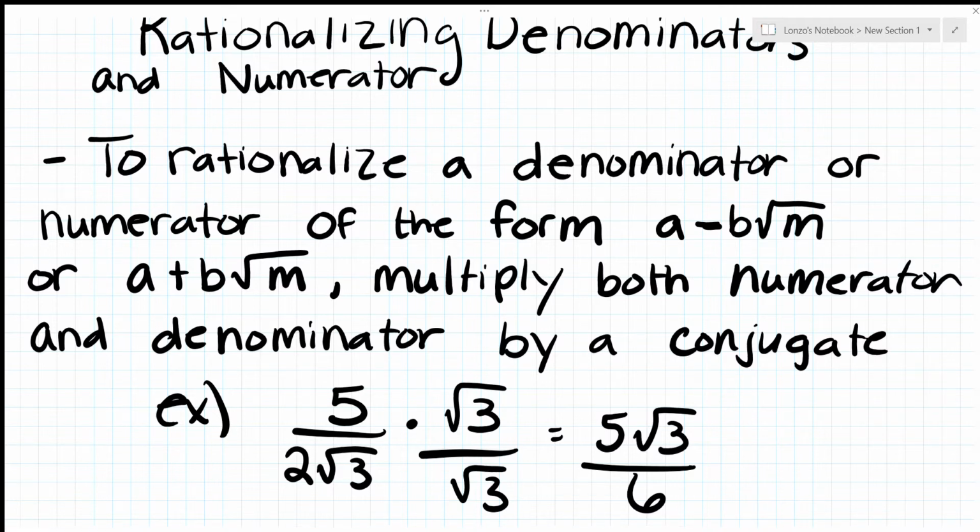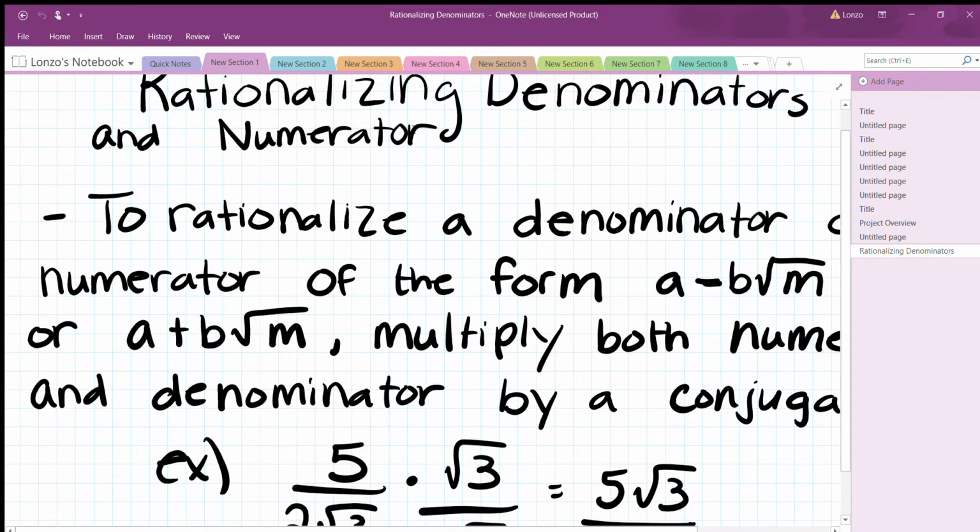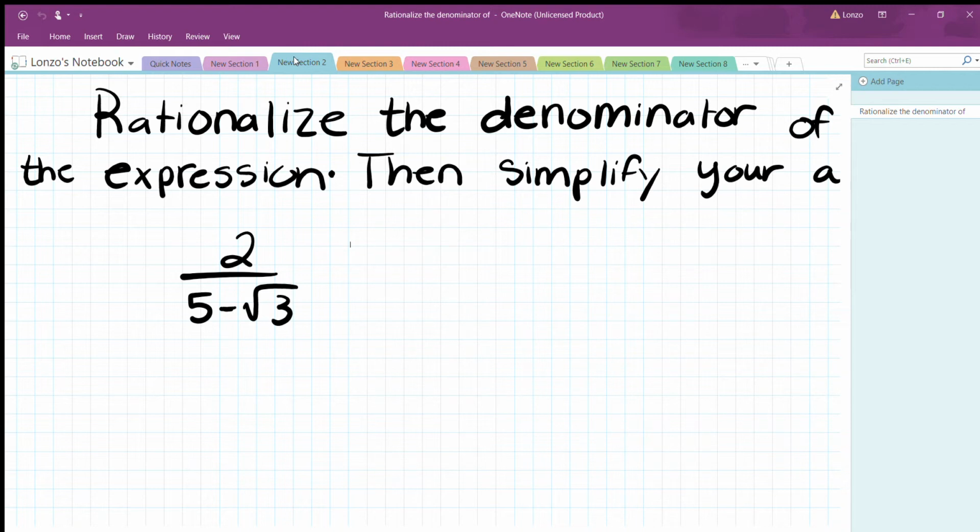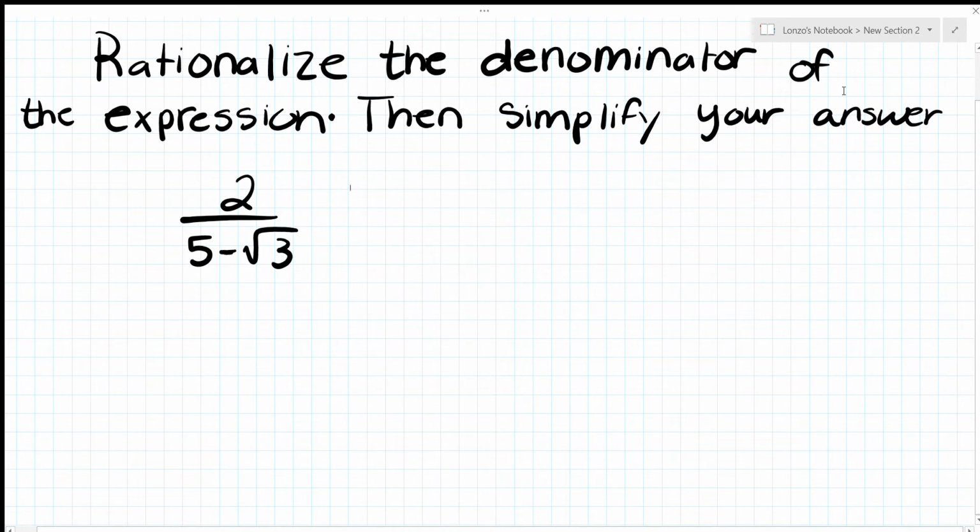Now let's actually do some problems where it's in a plus b square root of m form, and I'll show you what I mean by conjugate. So let's say the first problem says rationalize the denominator of the expression, then simplify your answer. I will rationalize the denominator, but before I do that, I have to take the conjugate of it.